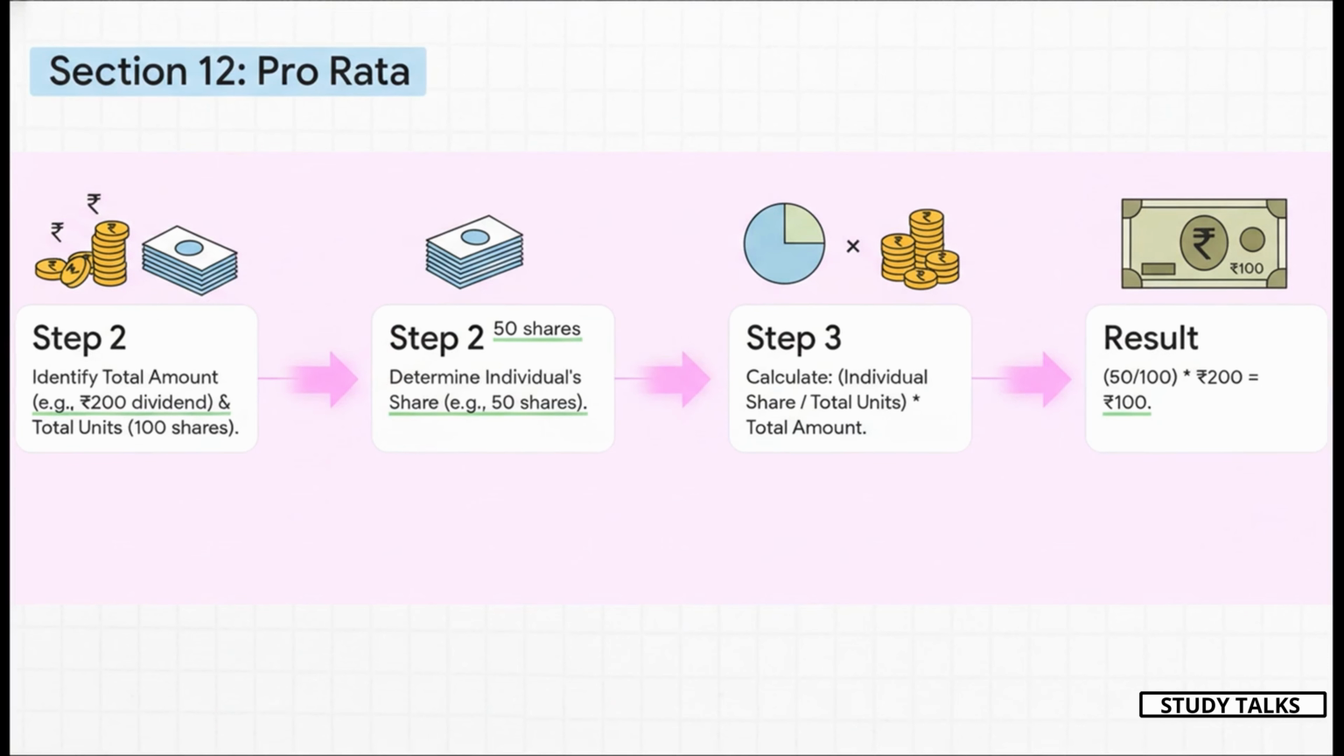Section 12 gives us the concept of pro rata. It sounds fancy, but it just means a fair, proportionate share. Take dividends. If a company with 100 shares in total decides to pay out a total of 200 rupees, you get a share based on how many shares you own. So if you own 50 shares, that's half the company, you get half the dividend pool. Half of 200 is 100 rupees. That's all pro rata means. It's just simple proportionate math.